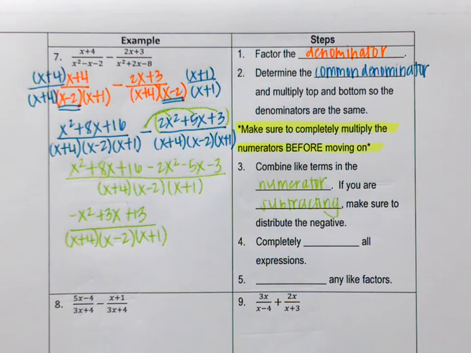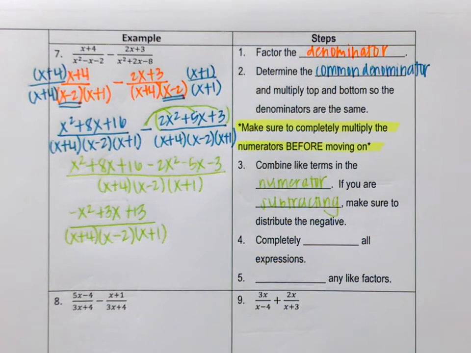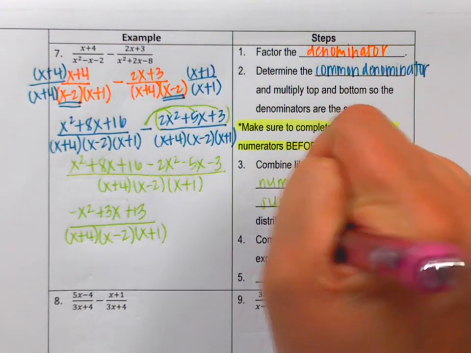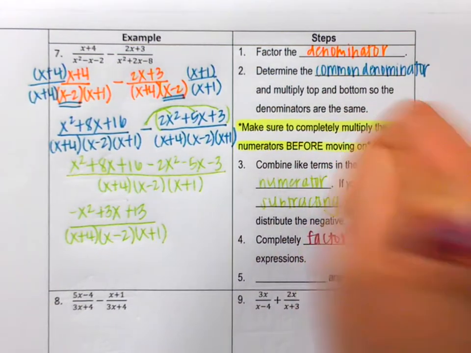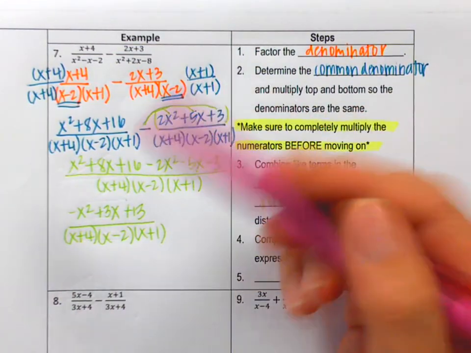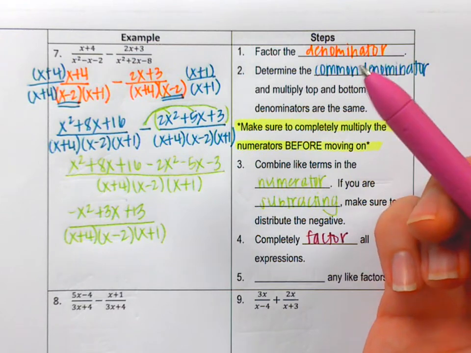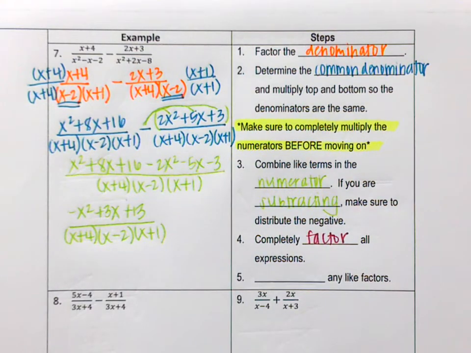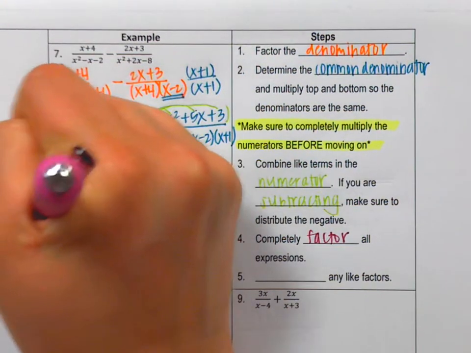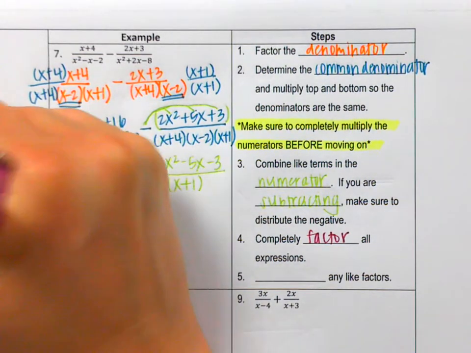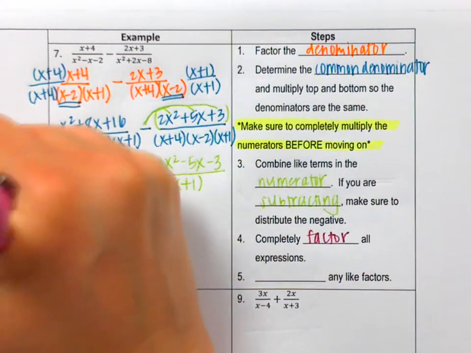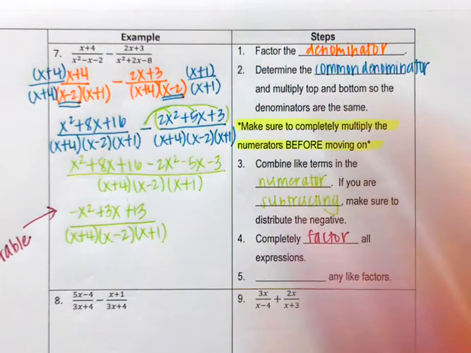So this next step is now we're at the same spot that we were in reducing or adding or multiplying and dividing. We completely factor all expressions, which the denominator is already factored. I'd see if I could factor negative x squared plus 3x plus 13, which I can't. It's not factorable, and you probably can't see this right now. Nope.